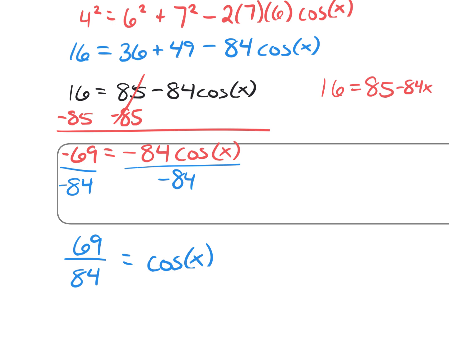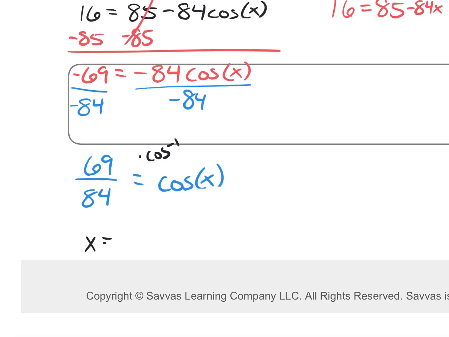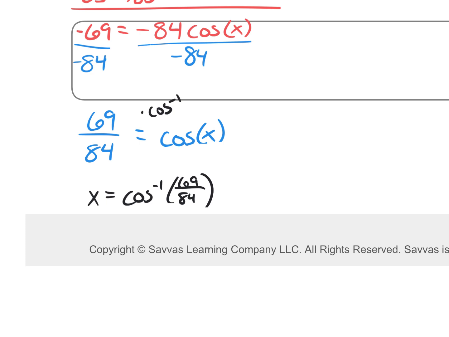I want to get cosine alone, so we're going to do inverse cosine. So remember, when you do that, you're going to have x equals cosine inverse of 69 over 84. This is very similar, right? You're going to type that in your calculator like you always have. So second cosine, 69 divided by 84. What do you got? 34.77. Let's go nearest tenth. So we get 34.8.